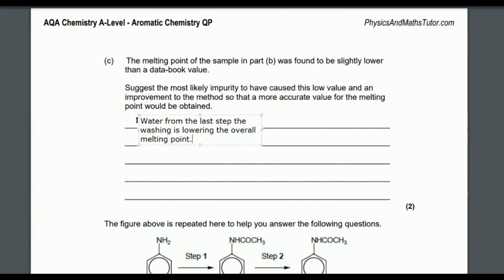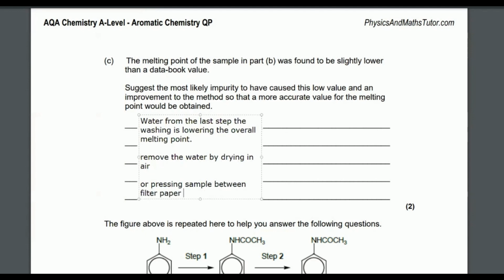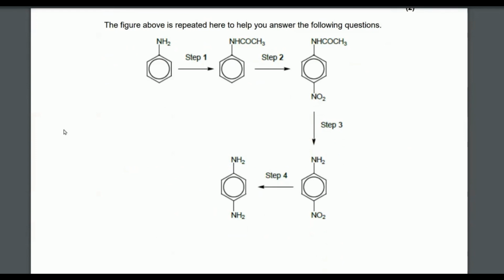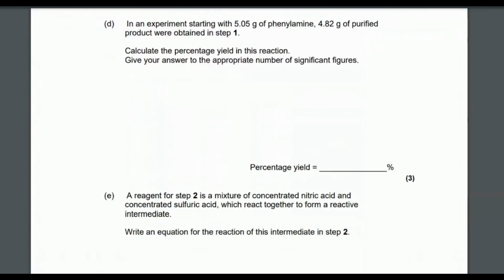Well, it's likely when we added that cold water to remove the soluble impurities in that last step, that water, which has obviously a melting point of 0 degrees, which is going to be less than our other substances, that's likely to have lowered the overall melting point slightly. That little bit of water and the removal of that water will ensure a more accurate result closer to the data book value. And we can do that by air drying it or pressing it between some filter paper using our fingers.